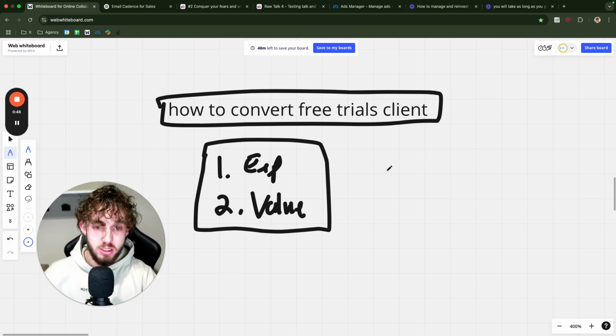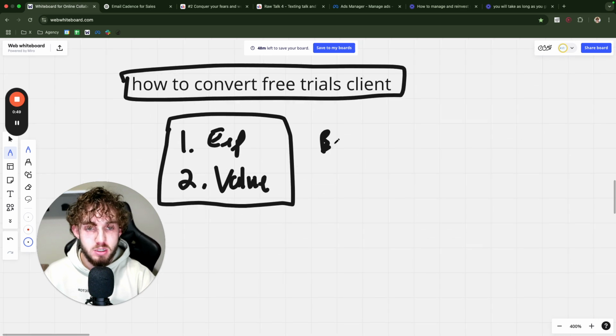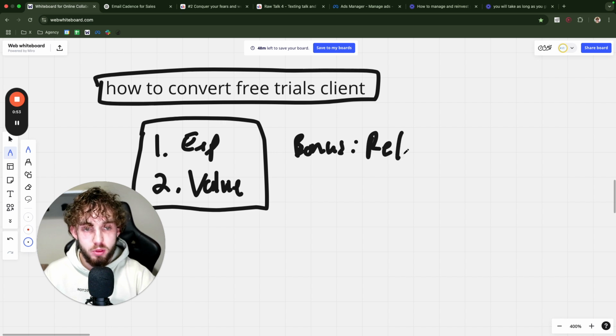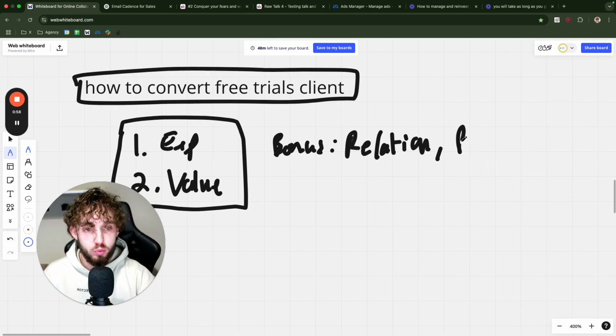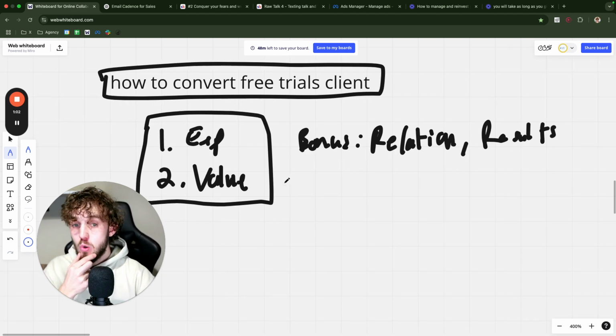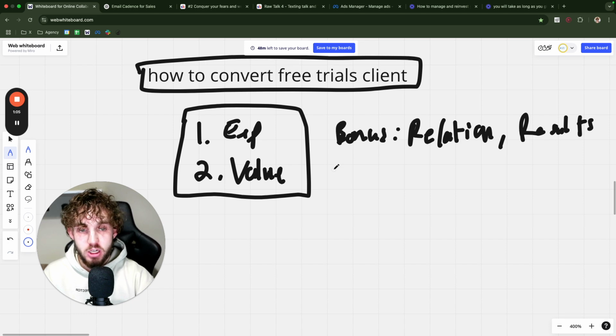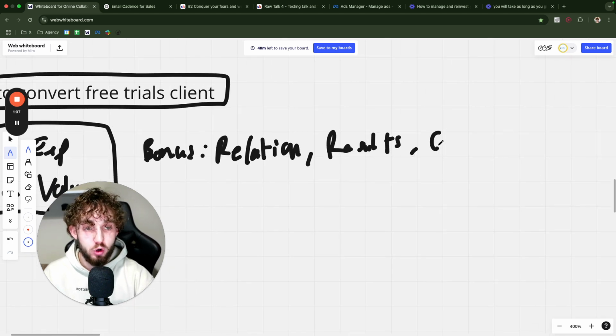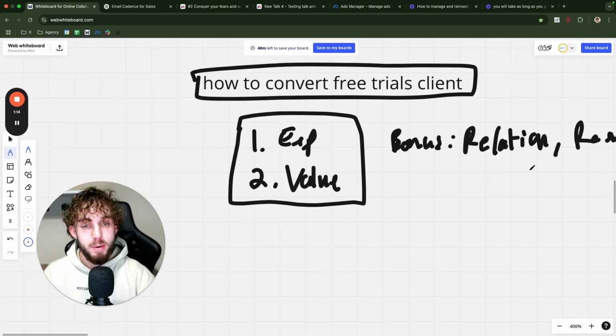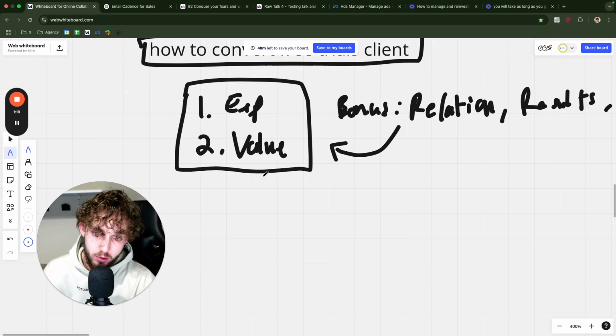Now, there's bonuses, right? Some of the bonuses could be your relationship with the clients, maybe the results, etc. But really, the two main factors that determine whether this person converts are expectations and value. You could even see if they're qualified. That's another big thing: if they're not qualified, they're probably not going to buy. Making sure you're onboarding the right people. But once again, it's really just going to come back to these two things: expectations and value. So let me talk about this.